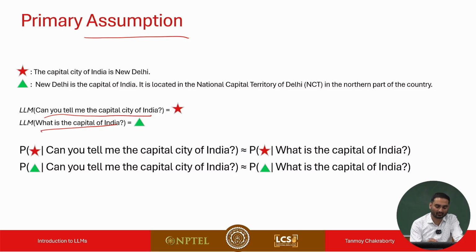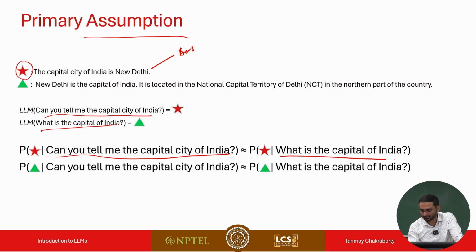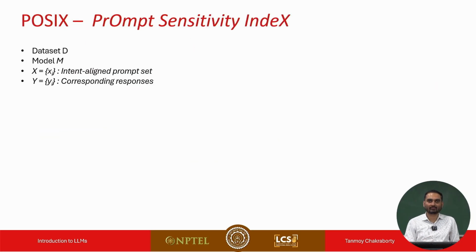the probability that the model will produce, let's say answer 1, should be the same. Let me rephrase again. Given this prompt and the paraphrased version of the prompt, the probability that the model will generate the same answer should be the same. It can be answer 1 or it can be answer 2, but the probability will be the same. This is our assumption. Okay, let us now discuss the metric Posix.